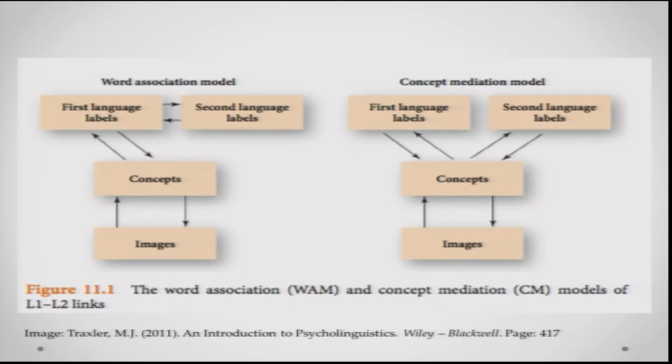So, you have the first language labels and the second language labels. You will see that the concepts are not connected to the second language labels, they are connected just to the first language labels, which are connected to the second language labels. This is the word association model. Then you have the conceptual mediation model, which says that the concepts are connected to both the first language labels and the second language labels.